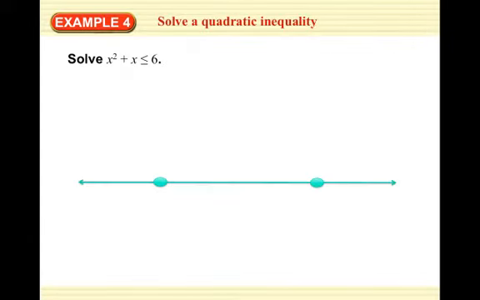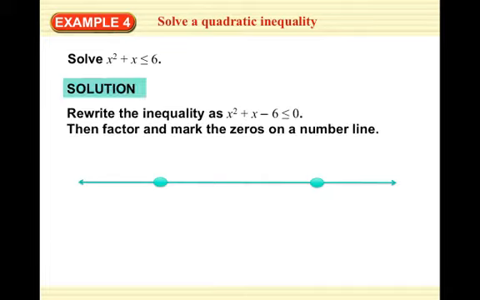Okay, so for example 4, we've got x squared plus x is less than or equal to 6. The first thing we need to do is subtract that 6 over, and you'll get x squared plus x minus 6 less than or equal to 0. Then we're going to factor and mark the zeros on the number line. X squared plus x minus 6 factors to be x plus 3 times x minus 2. So x plus 3 equals 0 gives us a zero at x equals negative 3, and x minus 2 gives us a zero at x equals 2.